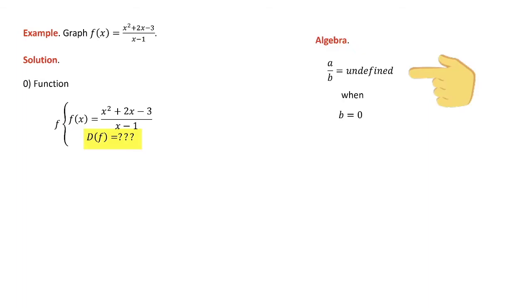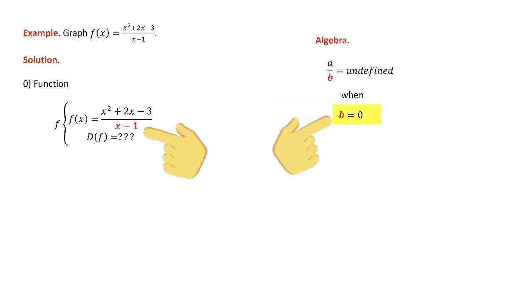So how do we figure it out? There's an algebra rule that applies. A over B is undefined when B is 0. You should understand everything we're doing in this course. I hope we never get to a point where I just say, take my word for it. A over B is undefined when B is 0. That's obvious. In our case, B is x minus 1. So it's undefined when B, x minus 1, is 0.